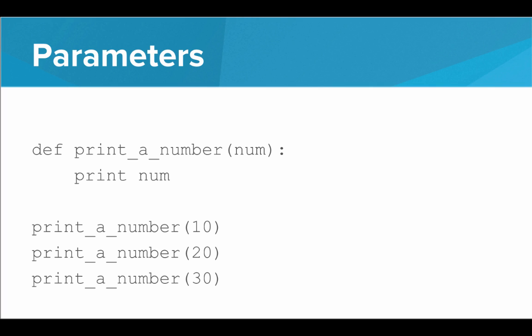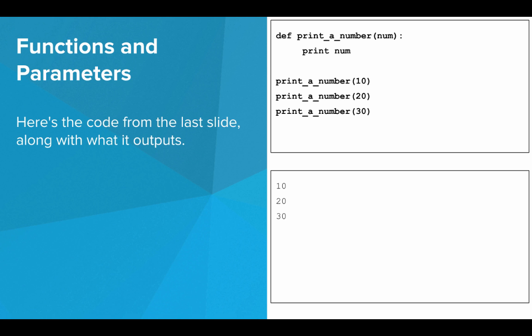Quick note on terminology. In this example, num is a parameter, and the values 10, 20, and 30 are called arguments. Basically, the thing that goes in the parentheses of the function definition is a parameter, and the thing that goes in the parentheses of the function call is an argument. Here's the code from the last slide along with what it outputs.